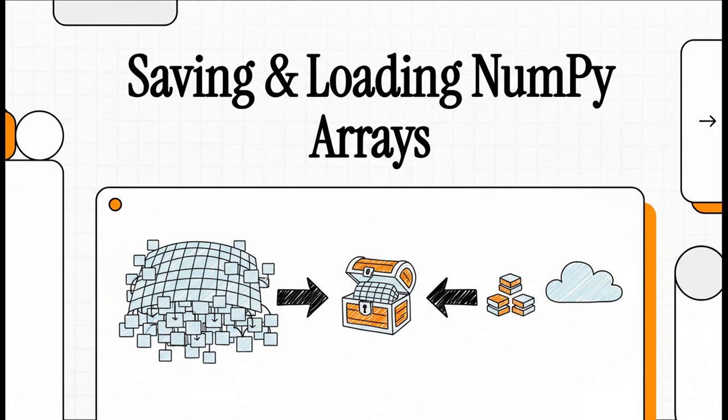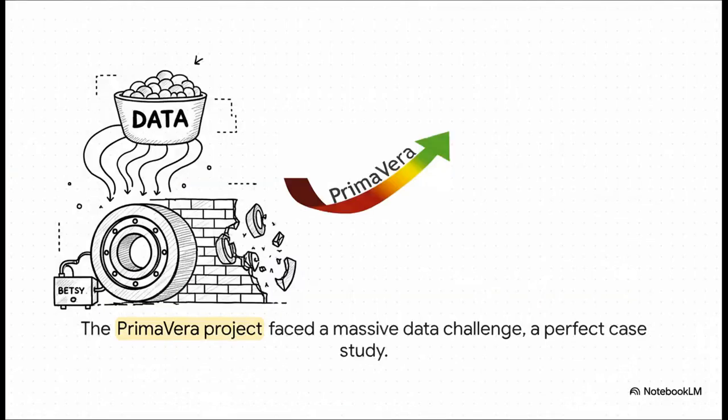So today, we're going to master how to save and load NumPy arrays like a pro, taking those huge gigabyte-sized headaches and shrinking them down to fast, manageable bytes. And to really get why this is so critical, let's start with a real-world story. This comes from the Primavera project. They built this amazing sensor system called Betsy to keep an eye on industrial bearings. The problem was they were collecting an absolute flood of data, and their first attempts to just store it all were, well, they were hitting a serious wall.